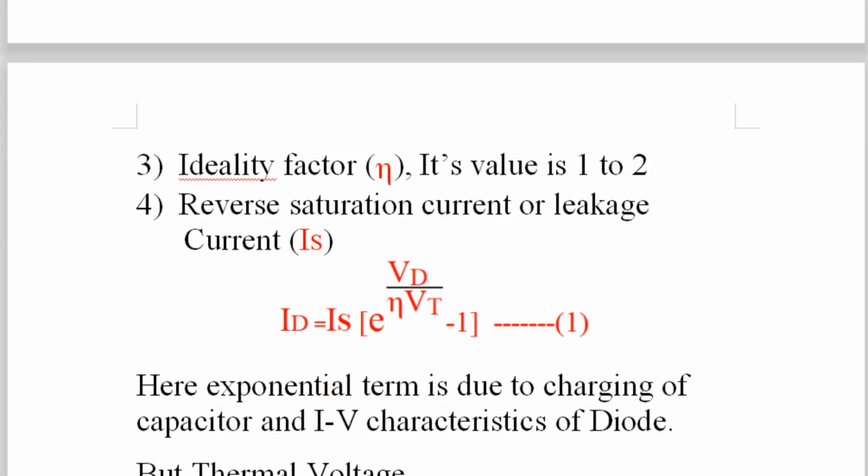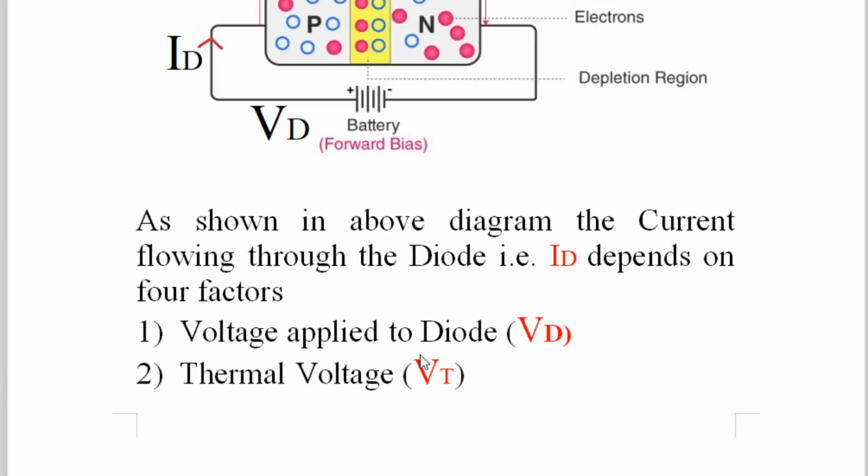And therefore, this equation you have to remember: the current flowing through the diode, that is ID, D for diode, I for current, is given by the equation IS, reverse saturation current, into bracket e raised to Vd. Vd is what? Vd is voltage applied to the diode. You are applying this Vd.